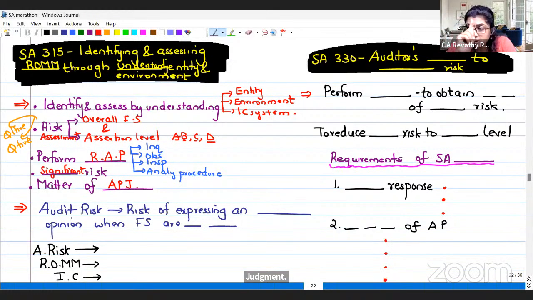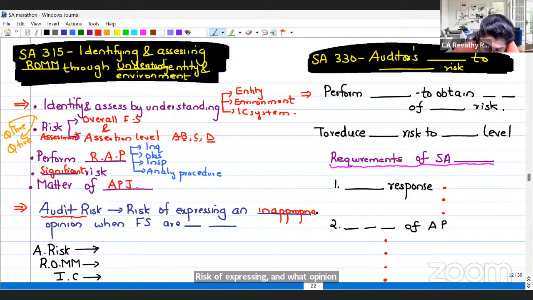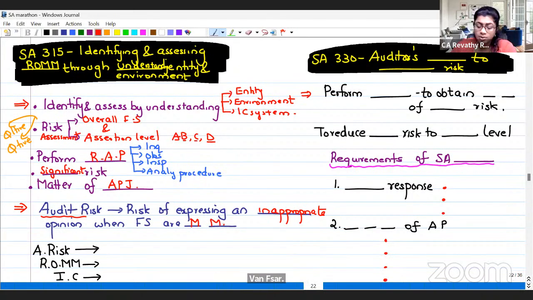We are talking about risk. Here we are talking about audit risk, or client risk. Last session also we discussed this in MTP. Audit risk does not include business risk. If FS are not misstated but we express an inappropriate opinion, that won't come. Then one more thing we said, adverse publicity, it won't come. So what is audit risk? Risk of expressing an inappropriate opinion when FS are materially misstated. So these two conditions, inappropriate opinion and materially misstated, both should come.